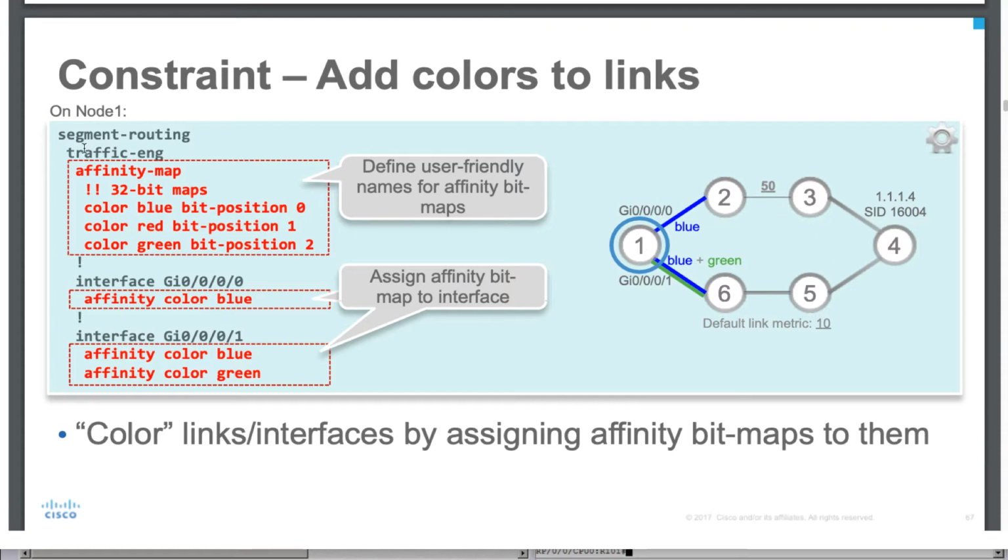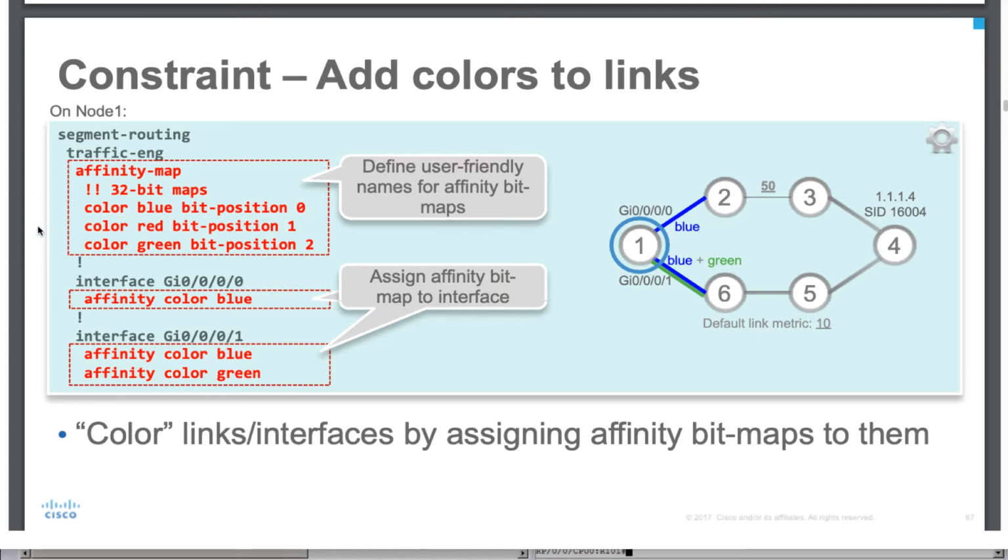To create an affinity map, we'll say segment routing traffic engineering. Once inside traffic engineering, we use the keyword affinity map. We are going to create an affinity map, also called the TE affinity map or simply the affinity constraint. Here we are giving a human user-friendly name: color is blue, and the color blue is represented by bit position number 0 in this case. You could have a different bit number if you want.